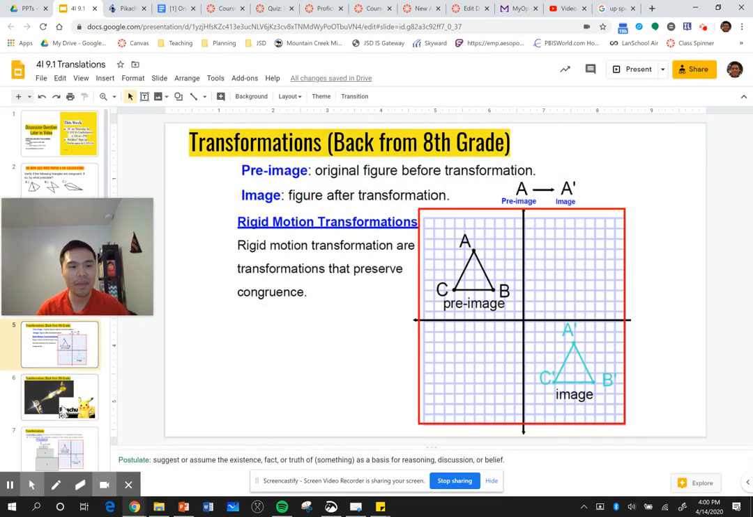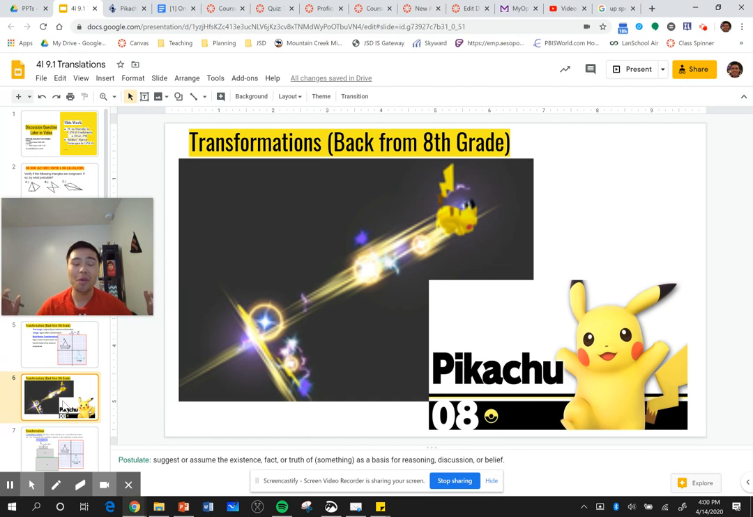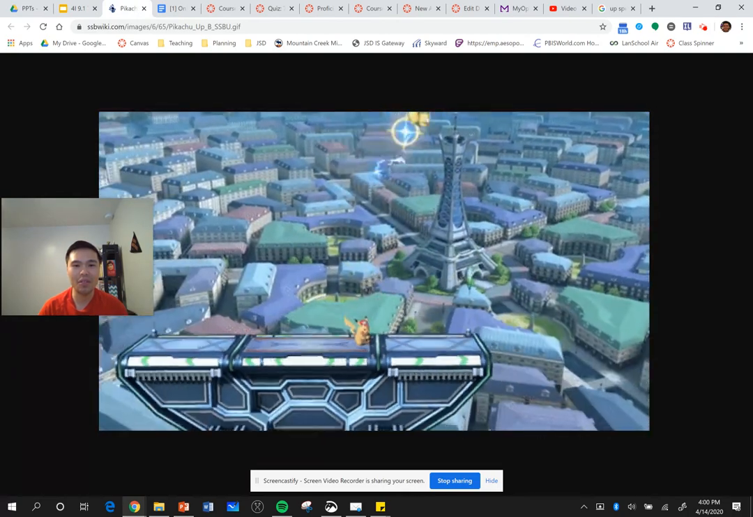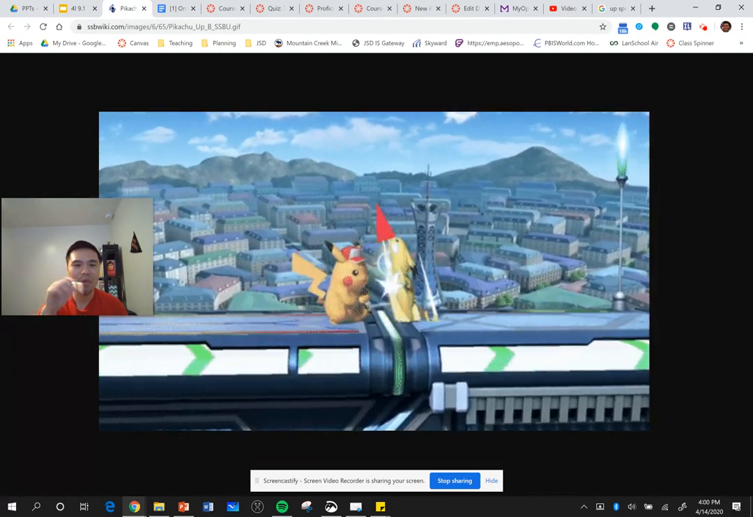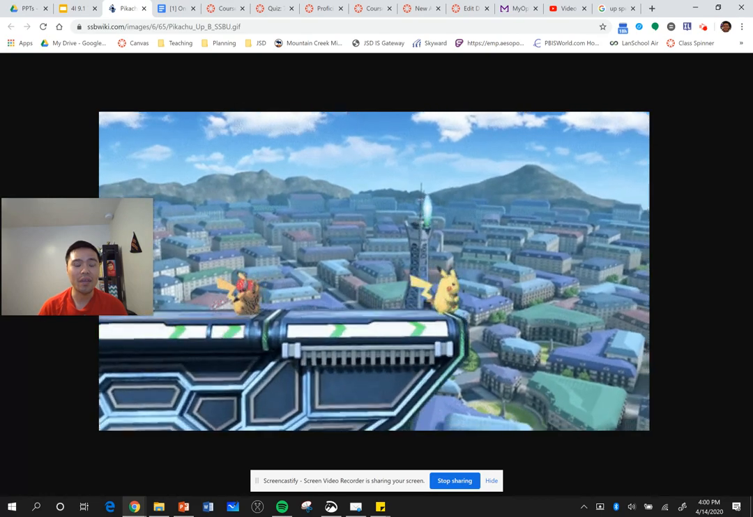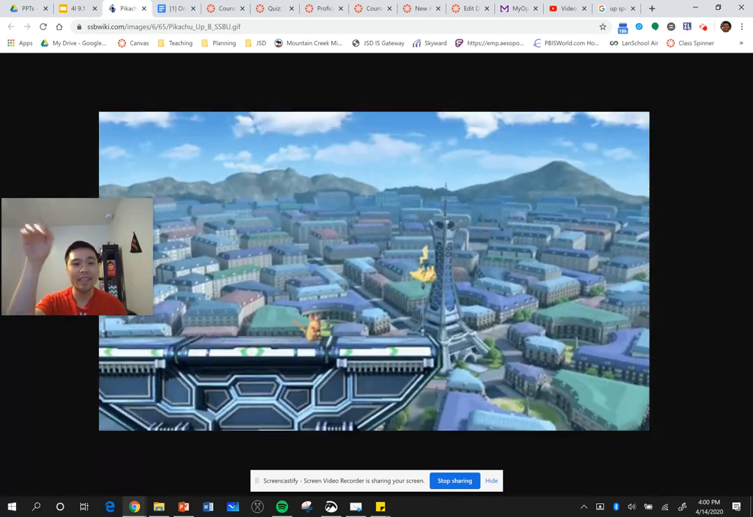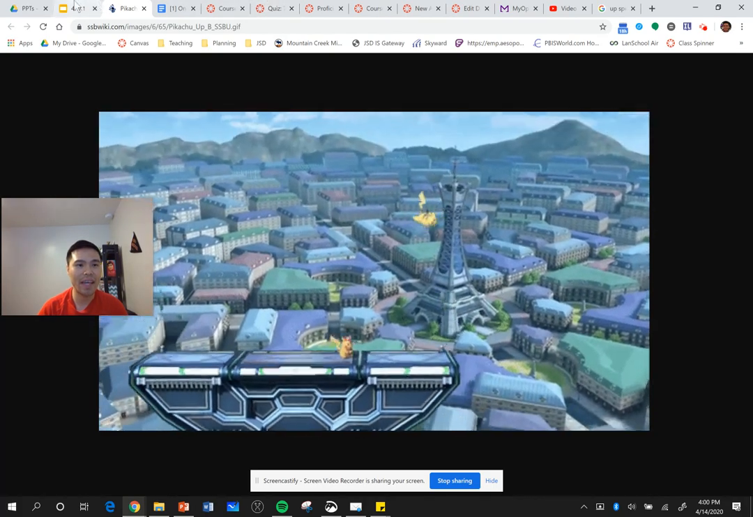Okay. Another way to think of this, I grew up playing Super Smash Brothers. It reminds me of Pikachu. If you're playing that game, he does this quick attack, the up B thing where he goes like boom boom. Right? If I show you an image of that, this is what translation pretty much is. There's Pikachu. You see how he just zooms from one point to another. Okay, the pre-image is on the ground on that platform, and then the image is in the sky. Okay, that's what I'm trying to get at here.